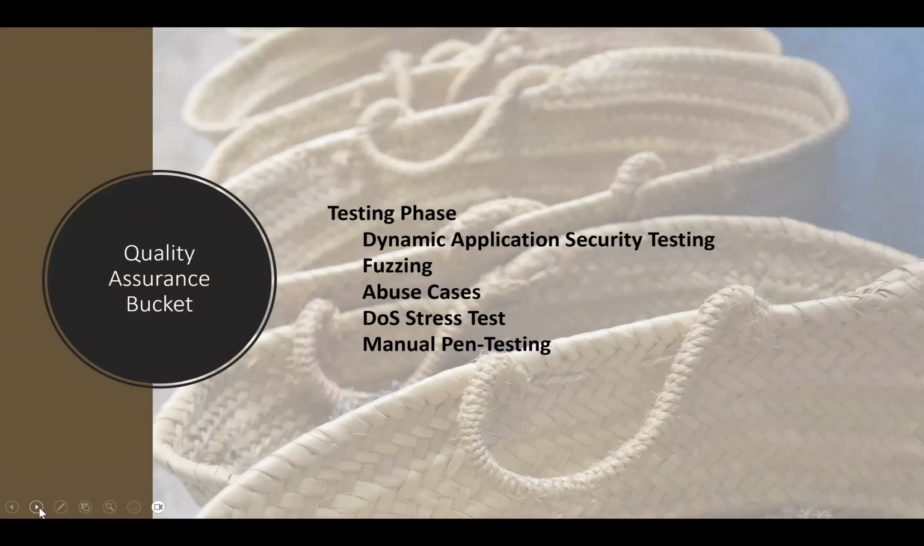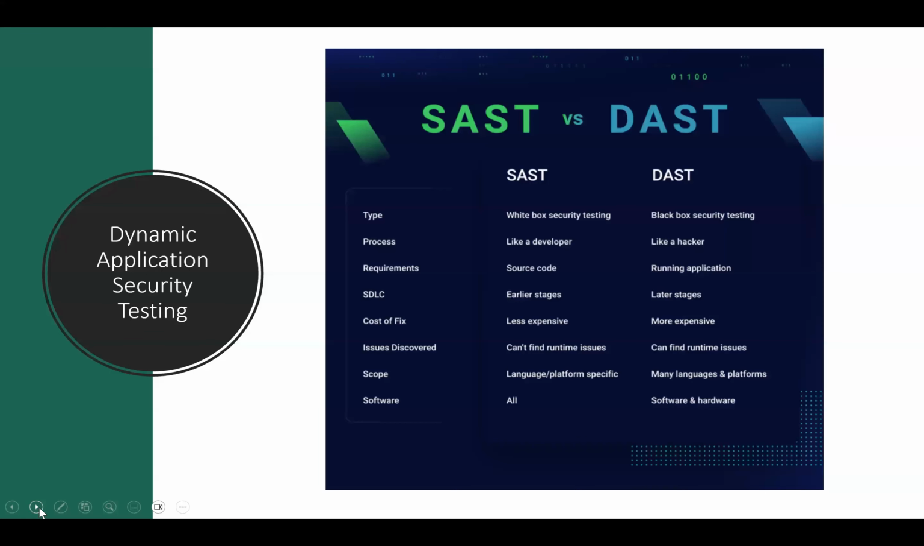So moving into the QA bucket, which focuses on testing. The first tool in the testing phase is dynamic application security testing, or DAST. So it's similar to SAST in that it is an automated tool used to scan software for vulnerabilities, and it's very useful for expediting the CI/CD pipeline again. However, it differs because it runs on the running application rather than on source code.